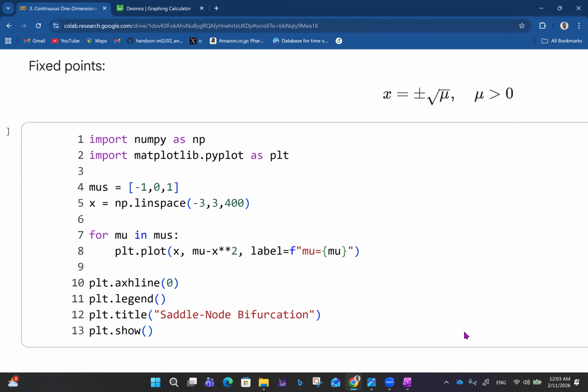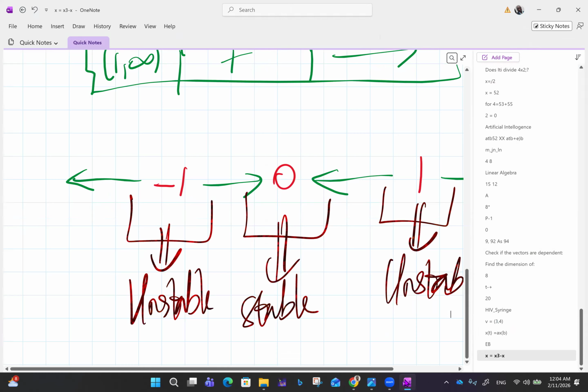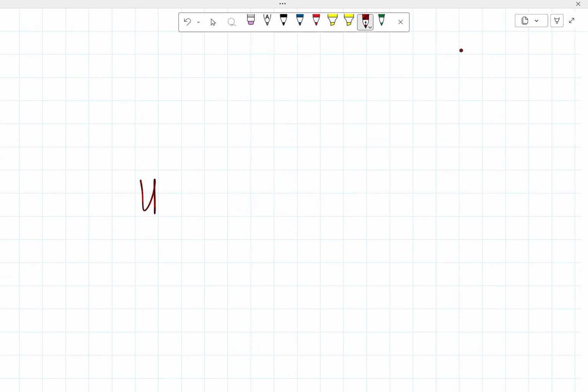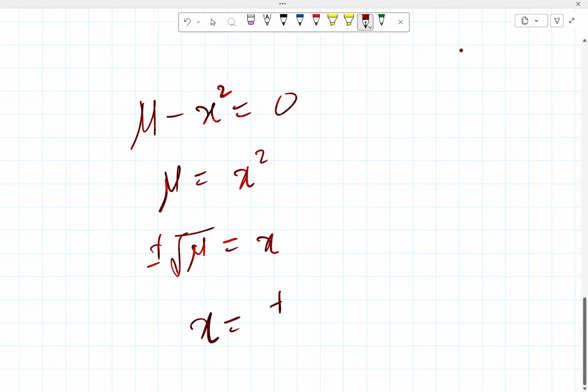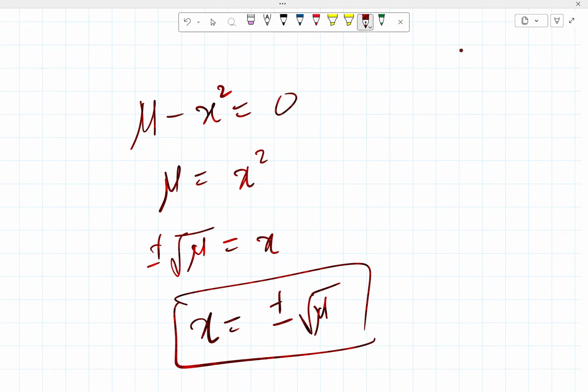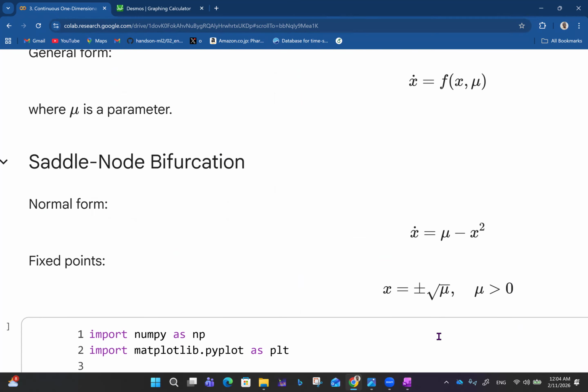One kind of bifurcation we can see is called saddle node bifurcation. That's what you have when x dot is equal to mu minus x squared. So what are the fixed points here? Just equate this to 0, so mu is equal to x squared. Take the square root of both sides, so you have x equals plus or minus square root of mu. The equilibrium points are plus or minus square root of mu. And of course, mu has got to be greater than 0, because if it's less than 0, it's undefined. So the condition is that mu has to be positive.